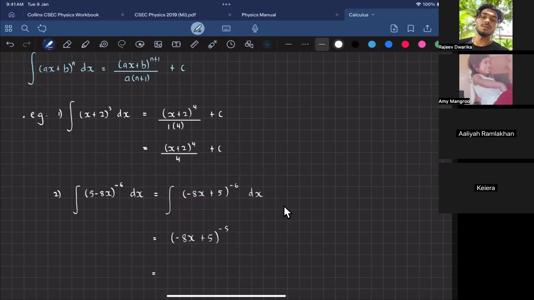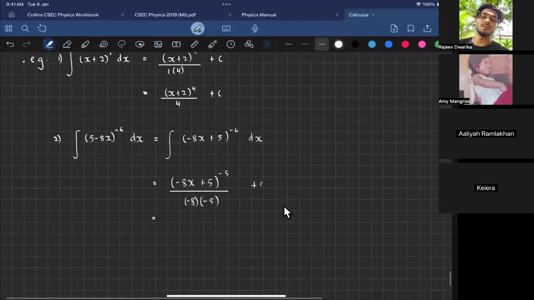So if we apply the rule, you end up with minus 8x plus 5 to the power minus 5, because if you add 1 to minus 6, it's minus 5. And you have a, the coefficient of a, we just said it was minus 8. So that'll be minus 8 by the new power, which is minus 5. So your final answer is minus 8x plus 5 to the power minus 5, over 40.